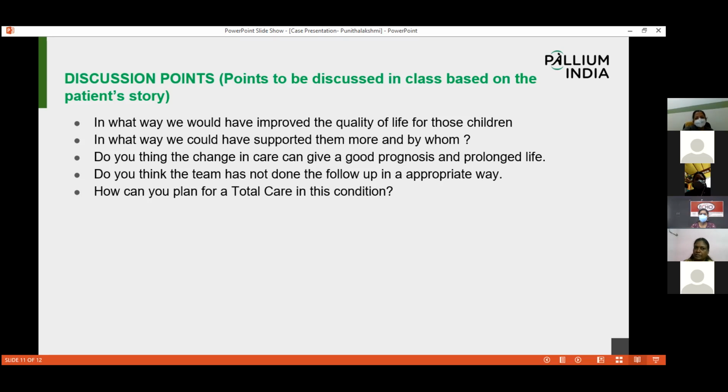So my discussion point is: in what way could we have improved the quality of life for both children, in what way could we have supported them more, and by whom would it have been better? Do you think a change in care can give a good prognosis and a prolonged life? Do you think the team did not do the follow-up appropriately, and how can you plan total care in this condition, if we happen to see such cases in the future? So this is my discussion point of today.